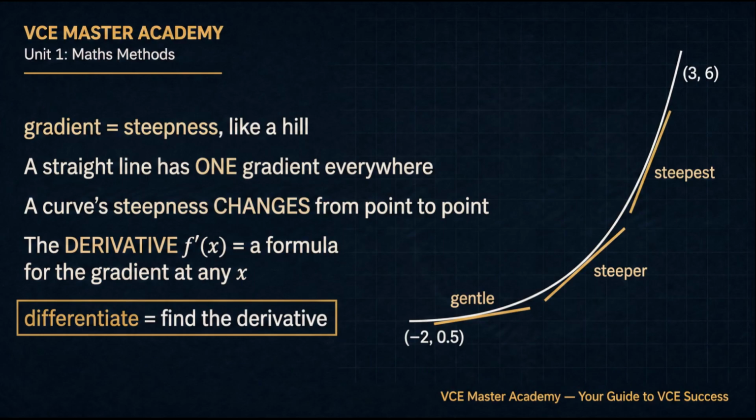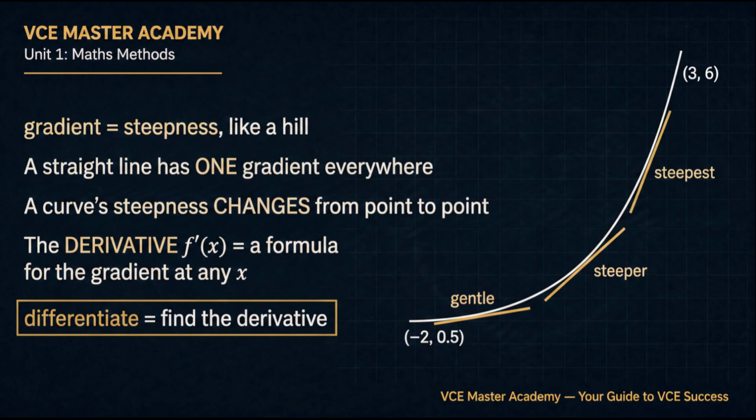First, one word in plain language. Gradient just means steepness, like the steepness of a hill. A big gradient is a steep climb. A gradient of 0 is flat ground. A straight line is easy. It has the same steepness everywhere. One number, done. But look at the curve on the right.